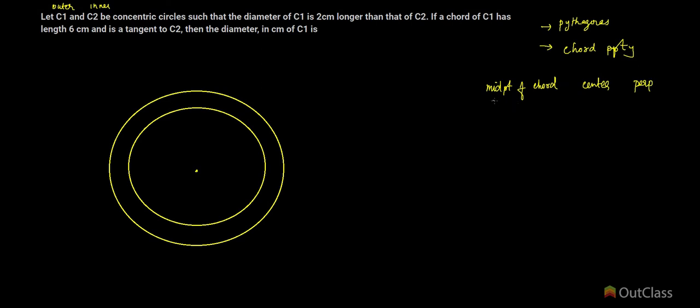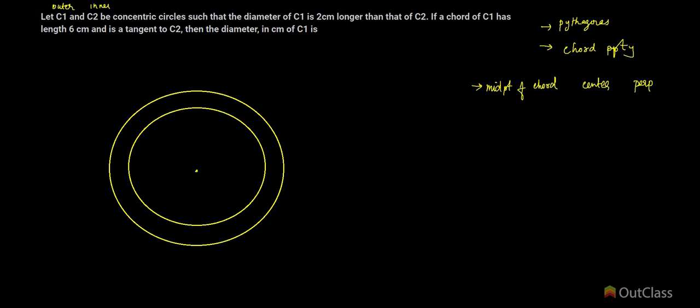Now the way it's structured is if any two of these things are true, then the third will be true. So you take the midpoint of the chord and join it to the center, that line is going to be perpendicular to the chord. If you take midpoint of the chord and draw a line perpendicular to it, it will pass through the center. If you draw a perpendicular from the center, it will bisect the chord. Any two are true, then the third will also be true. So that's a chord property that we need.